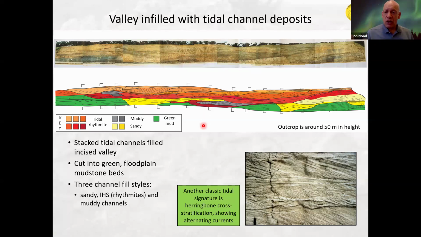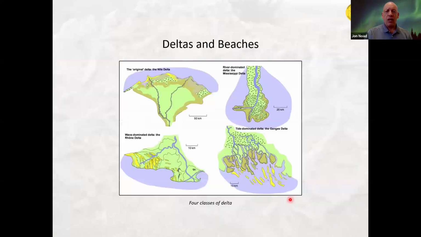Another classic tidal signature that you might see is herringbone cross stratification. This is another feature that relates to the fact that tides go in and go out. They fluctuate, they go in different directions. And that leads to these alternating sets of little ripples here that are dipping towards the coast, away from the coast, towards, away from the coast. And that is called herringbone cross stratification, another classic tidal signature.